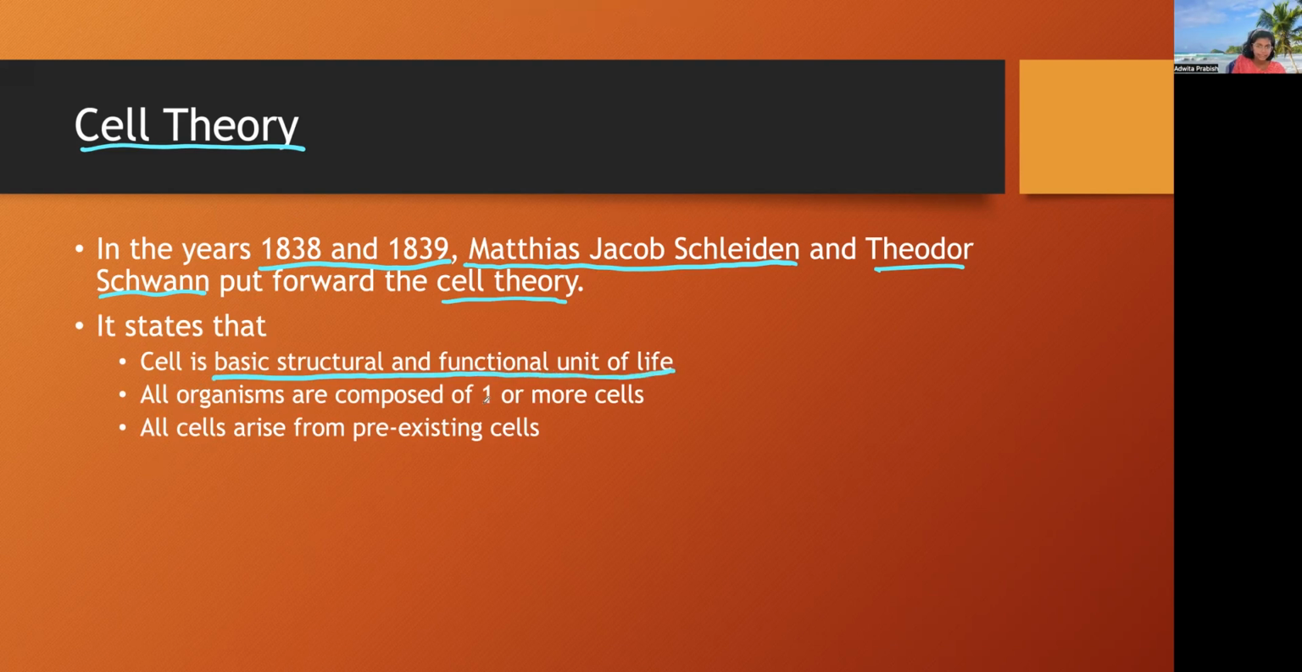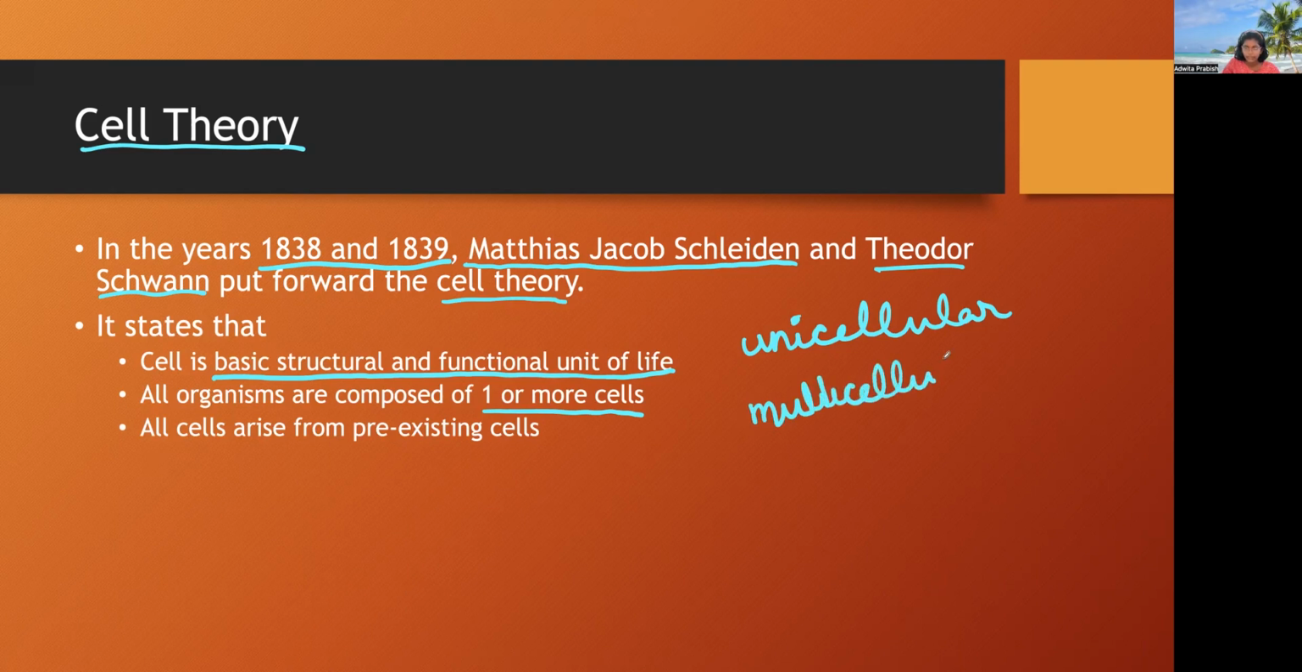Then they've stated that all organisms are composed of one or more cells. They have stated that because we know that there are two small divisions in the organisms. So that is unicellular and multicellular. So unicellular has one cell while multicellular has more than one cell.